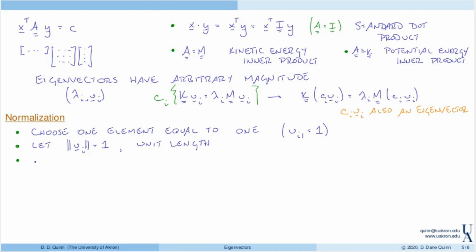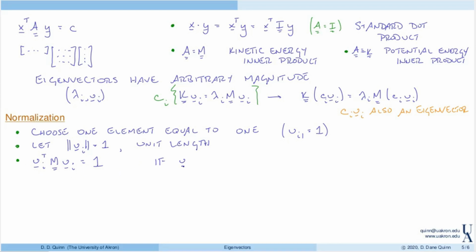Now there's a third one that ends up being relatively convenient for calculations. Choose the length of the eigenvectors so that u_i transpose M times u_i, so this would be the kinetic energy inner product of the eigenvector, is equal to 1. So how do we do this?